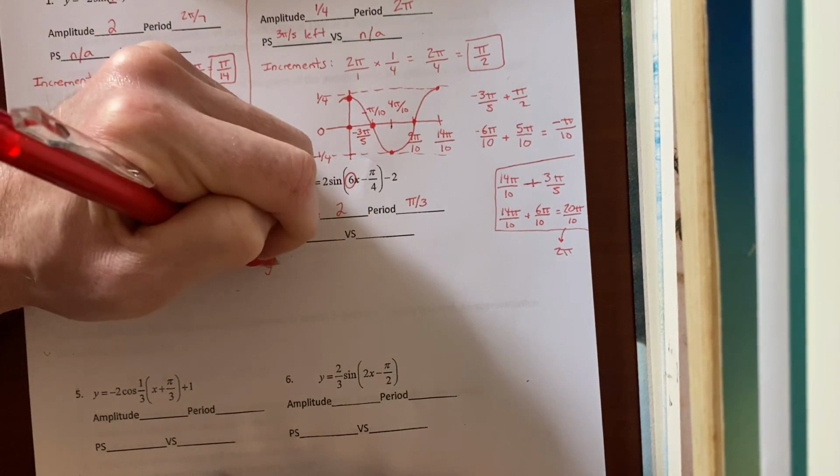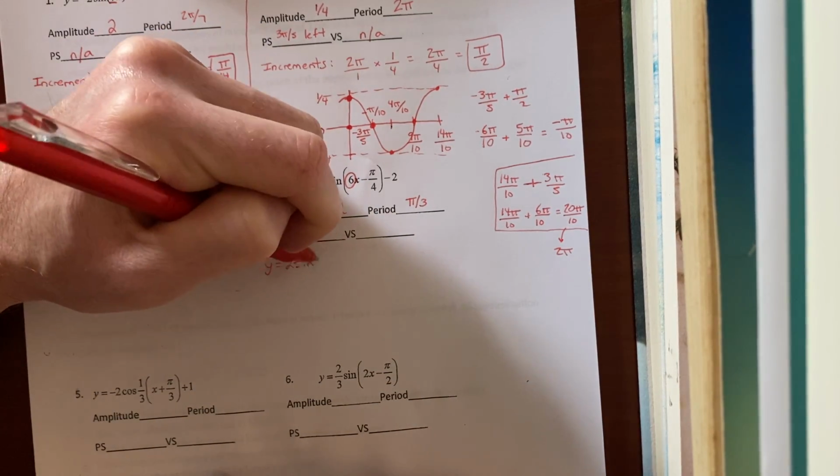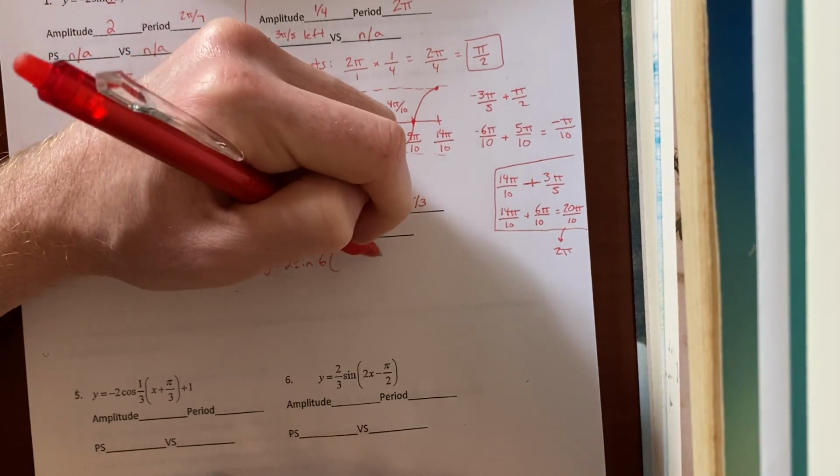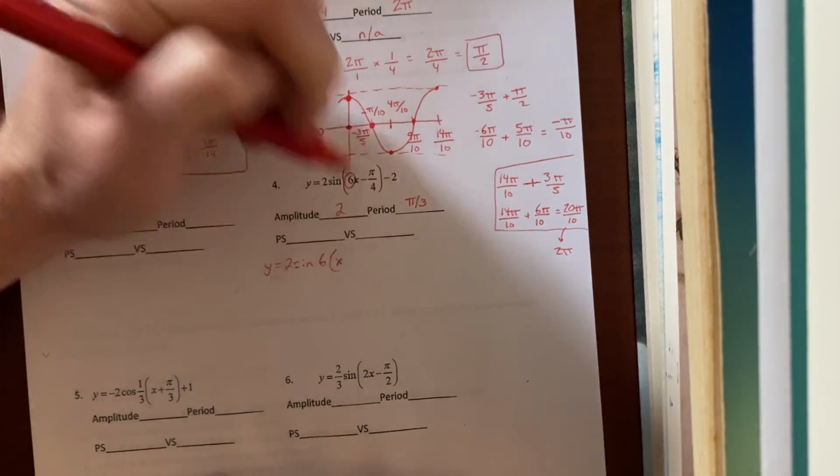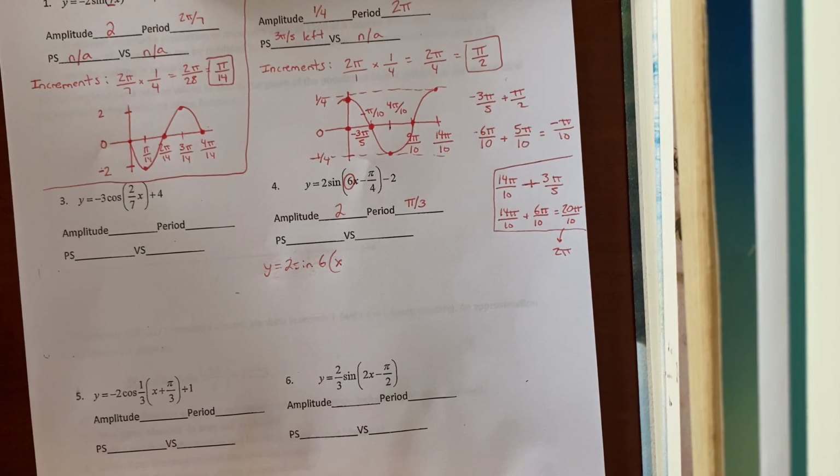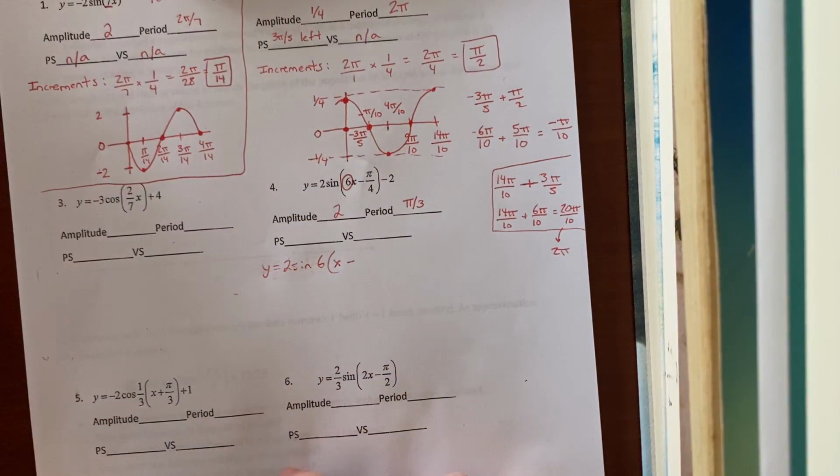So I get y equals 2 sine. I'm bringing the 6 on the outside of the parentheses. So if you pull a 6 away from a 6x, you're just left with x. And then the subtraction sign is going to remain right there, so I don't want to worry about that. I'm going to write it right there right now.